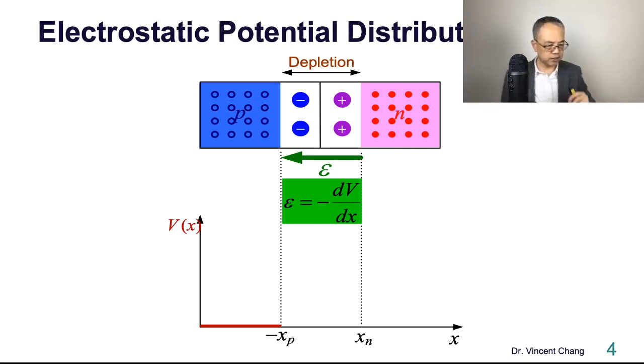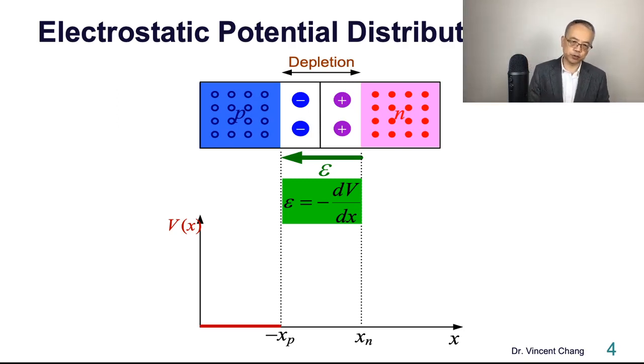Now V of X means the electrostatic potential distribution along the p-n junction. So in the blue region, no field. No field means the electric field is 0, right? Then look at the green equation. The electric field is 0 means the potential is constant, right? So what constant? It could be any constant.